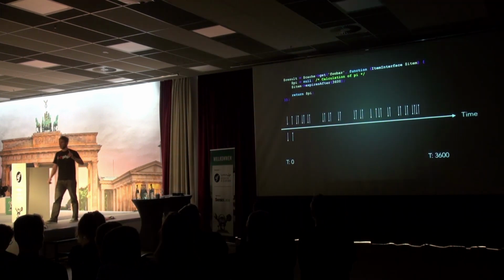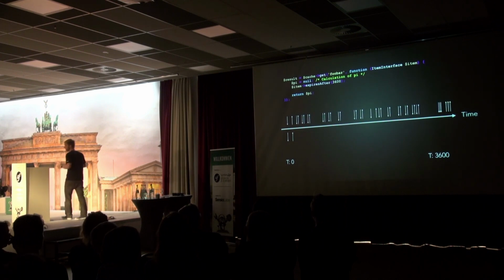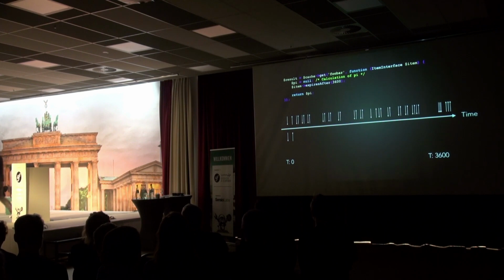However, after an hour, what if 100 new calls happen simultaneously? What would happen? We will start calculating pi 100 times and throw away 99 of them. This would obviously have a lot of impact on a service. That's why you see service spikes every hour, because the cache is suddenly cold.